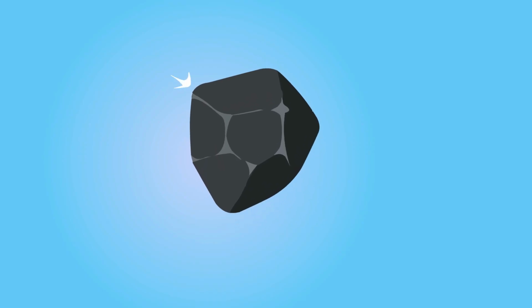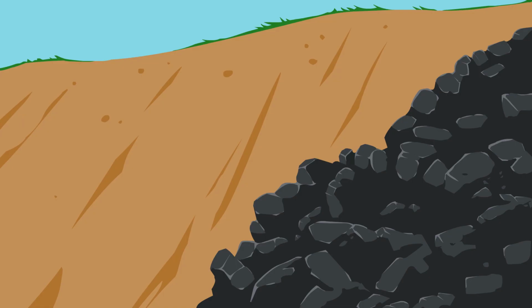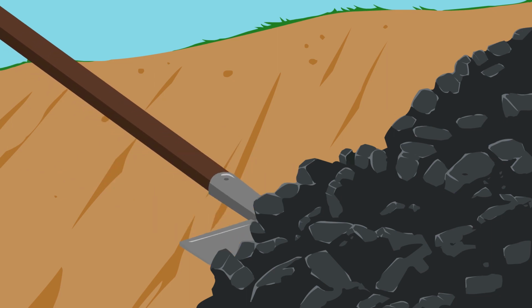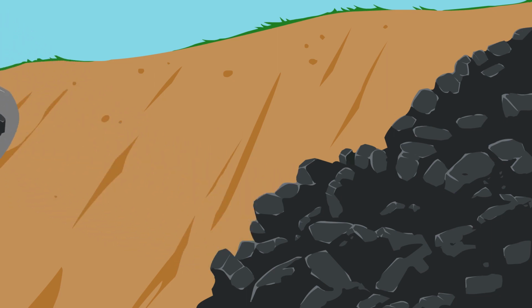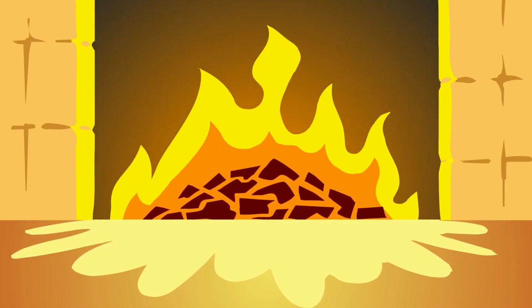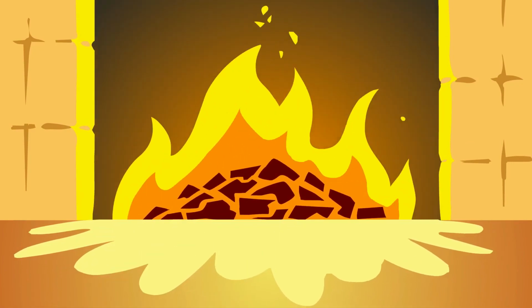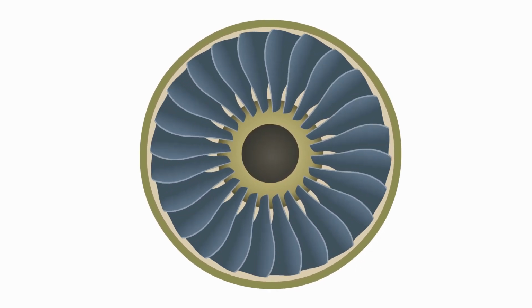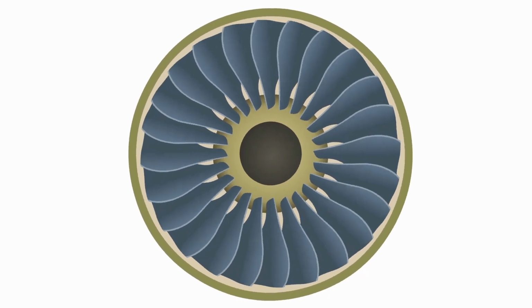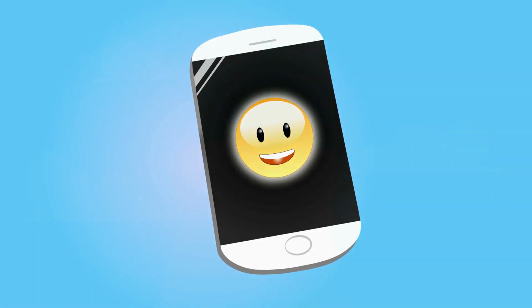Say, for example, coal. Coal is a bunch of black rocks that we dig from the ground. Coal is made from carbon. We burn the coal to make steam that spins a turbine that creates electricity. And we all like electricity.